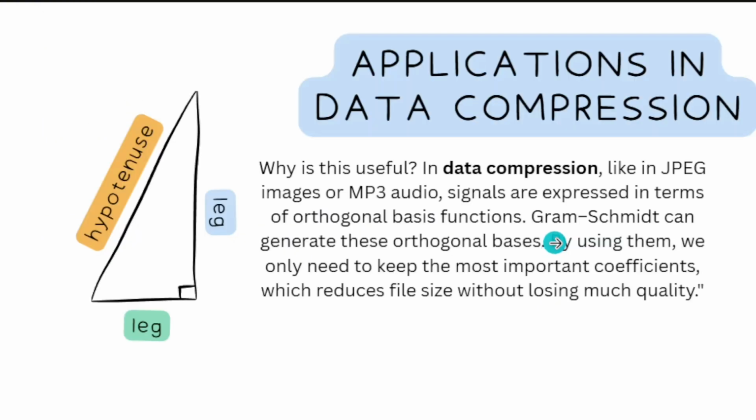Now, let's proceed to the application in data compression. Why is this useful? In data compression, like JPEG images or MP3 audios, signals are expressed in terms of orthogonal basis functions. The Gram-Schmidt can generate those orthogonal bases. By using them, we only need to keep the most important coefficients, which reduces the file size without losing much quality.